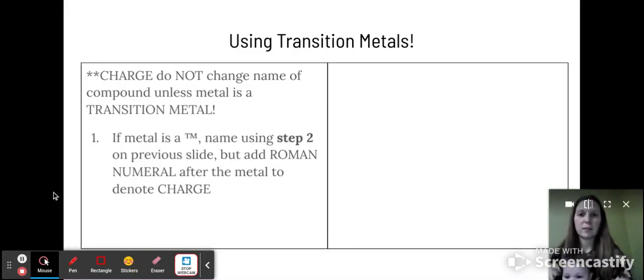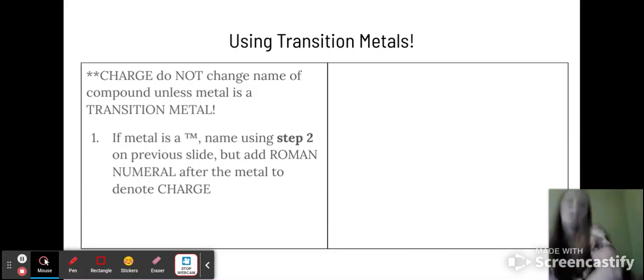If the metal is a transition metal, you will use step 2 on the previous slide, so it's still name of the cation, name of the anion with IDE ending, but where it does change is now with the metal, you will add a Roman numeral to tell me the charge. Otherwise, we're not going to know which charge we're using.